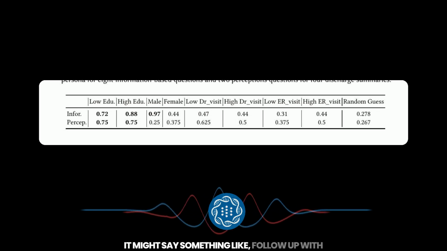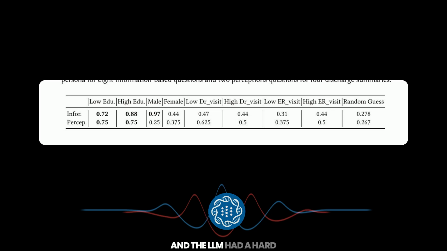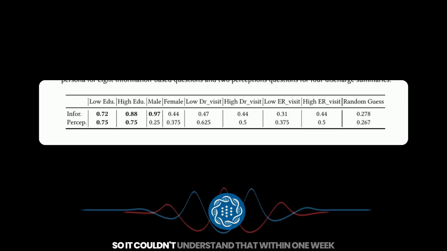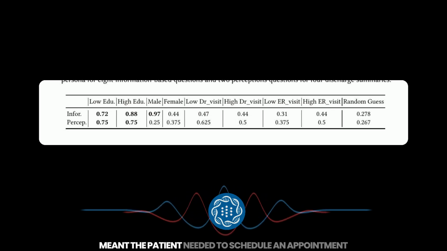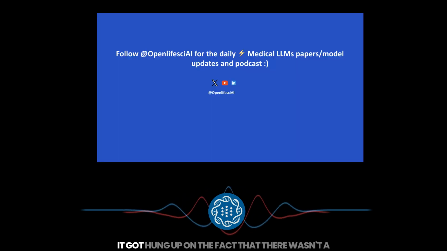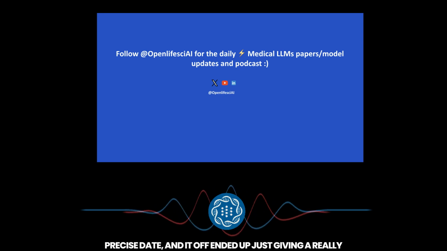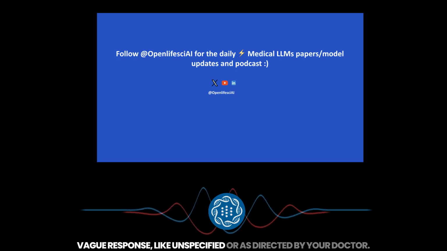Right. It might say something like, follow up with your primary care physician within 1 week. And the LLM had a hard time figuring out what that meant. So it couldn't understand that within 1 week meant the patient needed to schedule an appointment sometime in the next 7 days. Exactly. It got hung up on the fact that there wasn't a precise date, and it ended up just giving a really vague response like unspecified or as directed by your doctor.